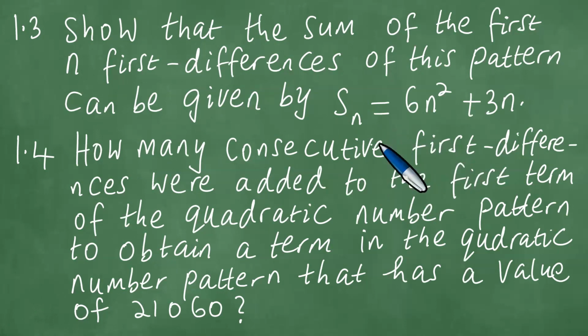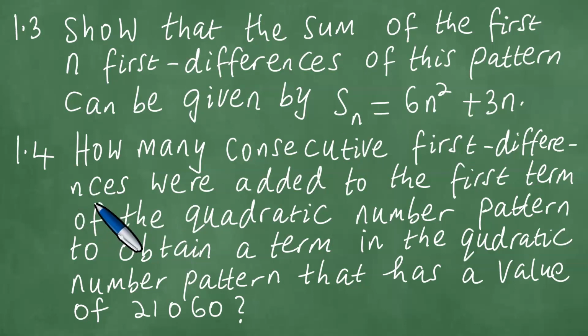Using the summation formula, because we have to show that the sum of the first n first differences. We're dealing with n first differences because now we're dealing with the first differences. They form an arithmetic progression. So they form an AP, arithmetic progression.